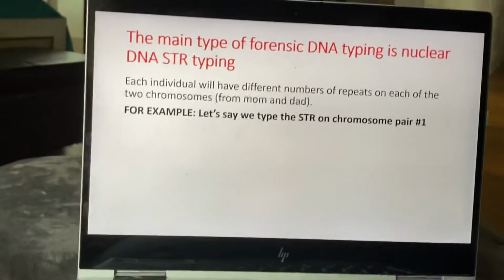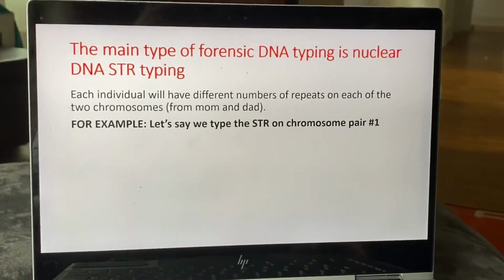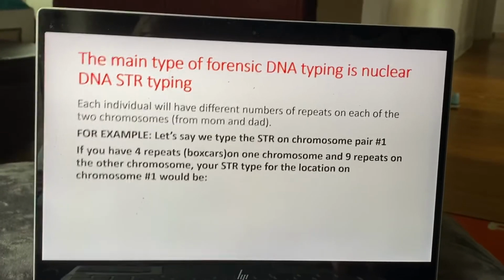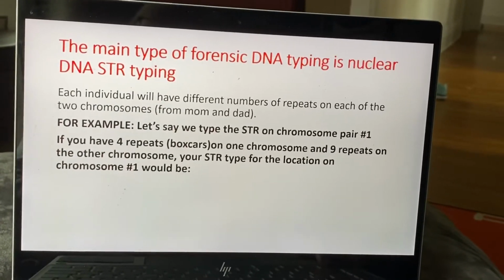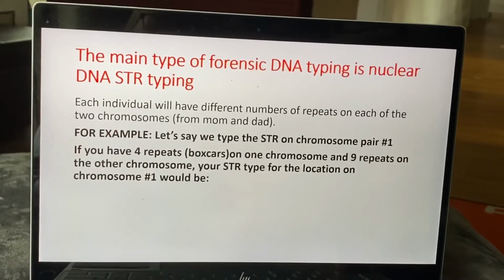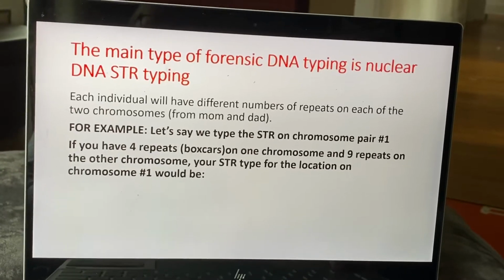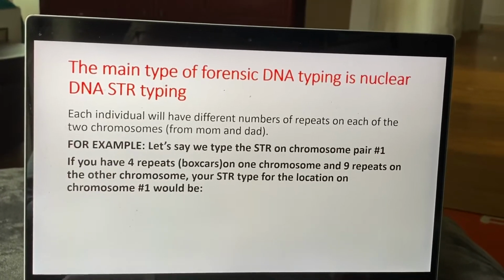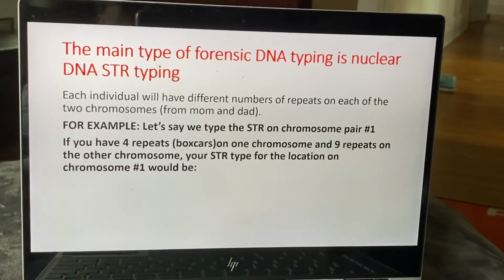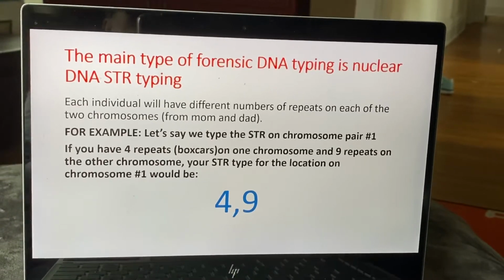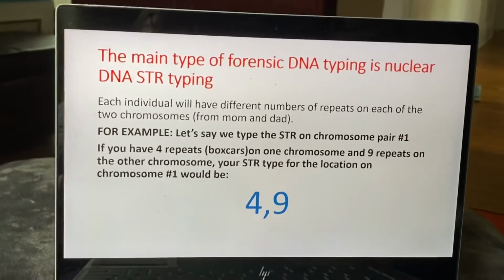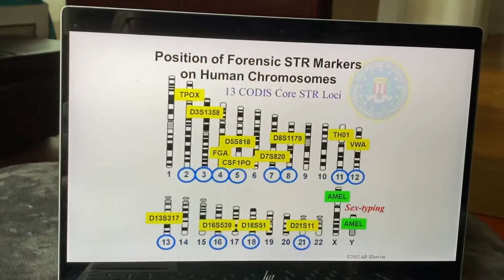So, for example, let's say we type an STR, a forensic marker that's present on chromosome pair number 1. If you received 4 repeats, remember I'm thinking of these as boxcars, on 1 chromosome, and 9 repeats on the other chromosome, and we can't tell which one is coming from mom and which one's coming from dad, your STR type for the forensic marker on chromosome 1 would be a 4,9. The way these types are displayed, they're always 2 numbers with a comma in between them.